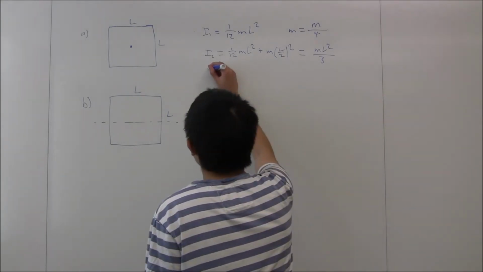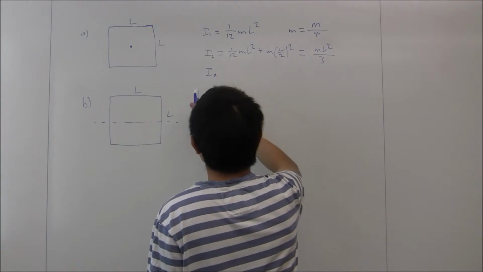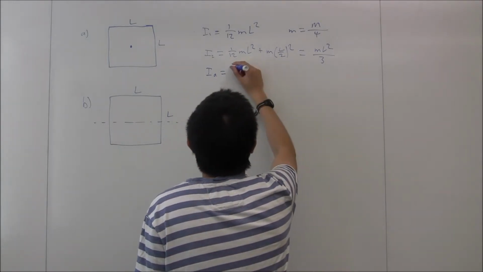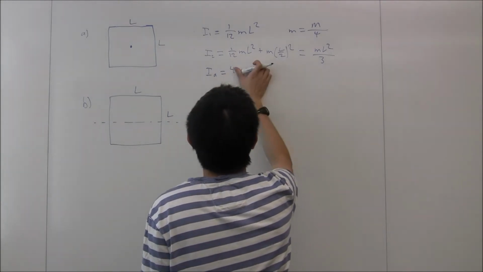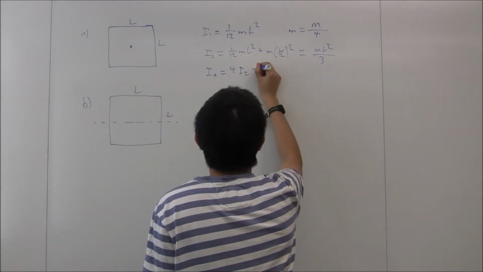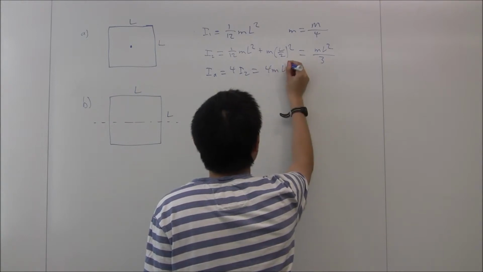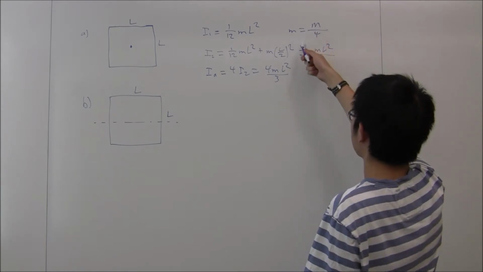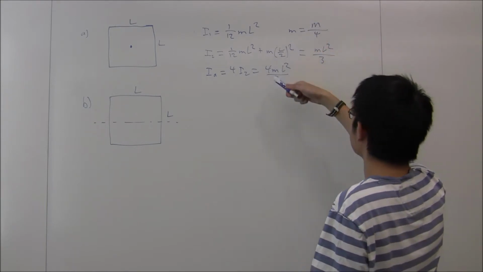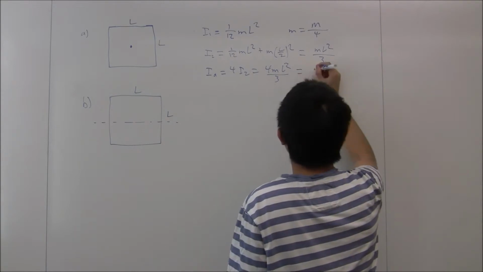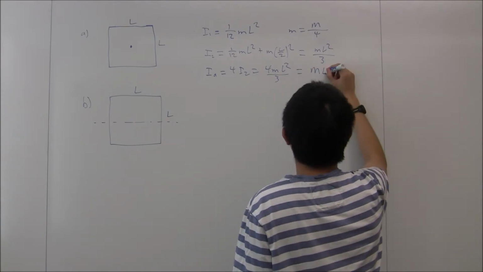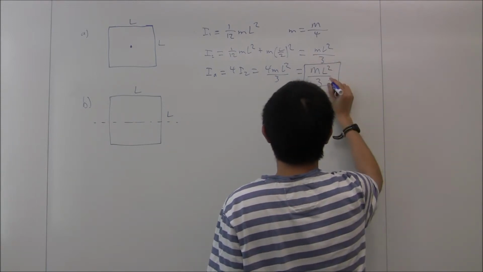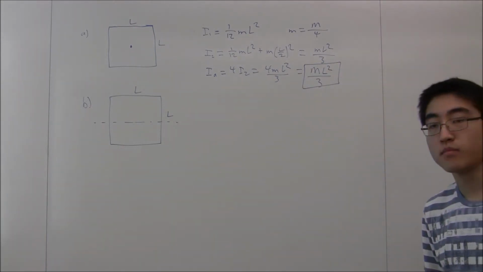Which means that the total moment of inertia of the system, IA, is going to be 4 times I2, which is equal to 4 times m L squared over 3. And here we have m is equal to big M over 4. So 4m is equal to big M. So we get that as just big M L squared over 3. So that's our answer for the moment of inertia, part A.